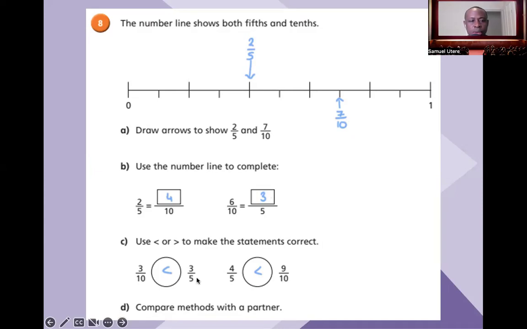And then here, we can make the denominators equivalent. So if we multiply by 2, that will be 6/10, which is obviously greater than 3/10. And we can do the same here. If we multiply this by 2 so that the denominators can be the same, this will be 8/10, which obviously is smaller than 9/10. So 9/10 is greater than 8/10, which is 4/5.